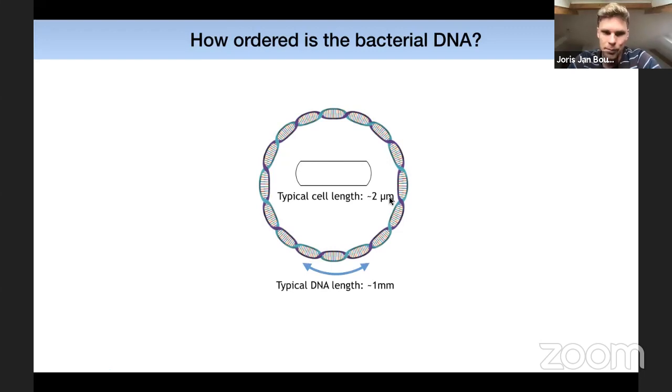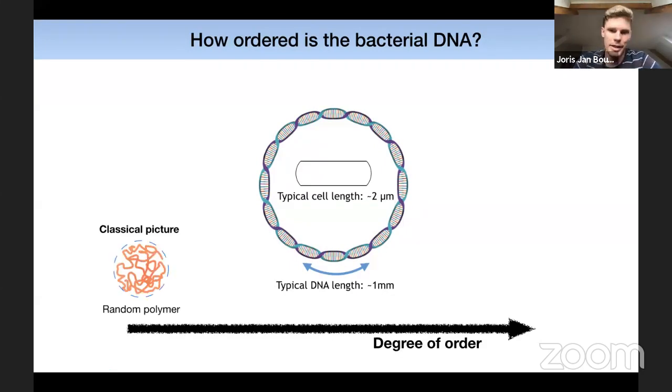But at the same time, functions like transcription and segregation have to be regulated in some way. And so the classical idea was that there's actually not that much spatial organization going on, and the DNA can be thought of more or less as a random polymer sitting inside the confinement. However, with more ongoing experiments, more spatial features have been discovered, and now the picture is more of a structured polymer.